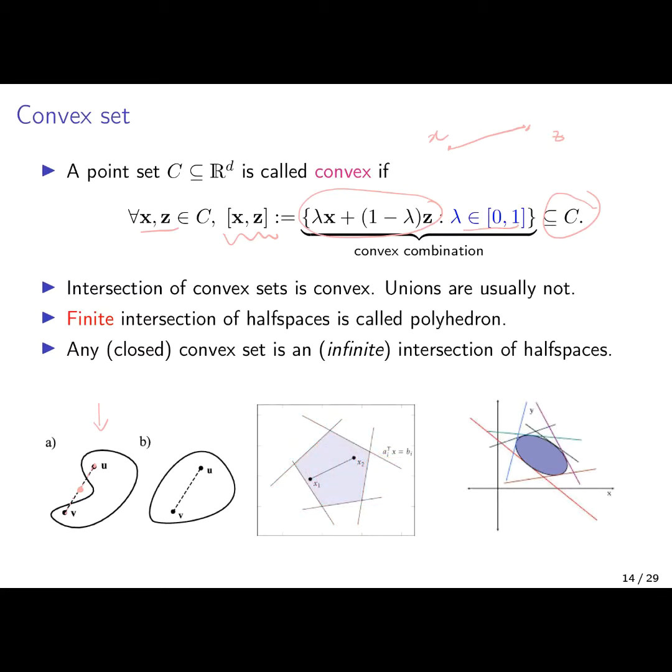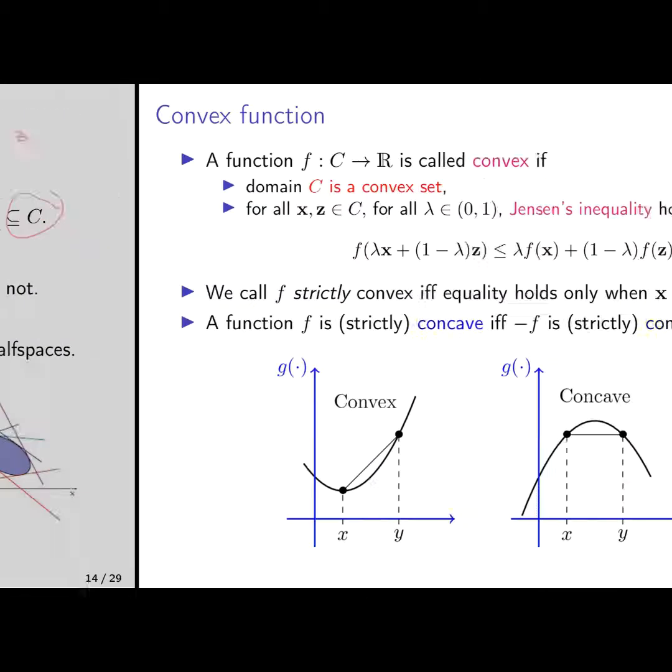We intersect them. Okay, and any convex set is actually an infinite intersection of half spaces. For instance, this ellipsoid here is the intersection of infinitely many half spaces. Okay, you can actually cut the ellipsoid. Okay, so this tells you convexity is really about intersection of lines or half spaces.